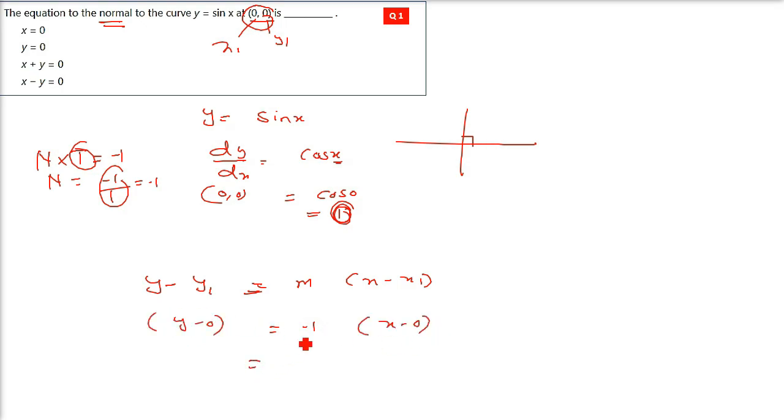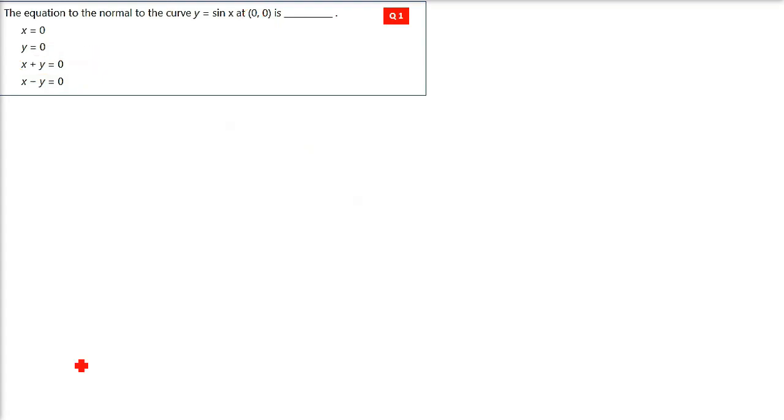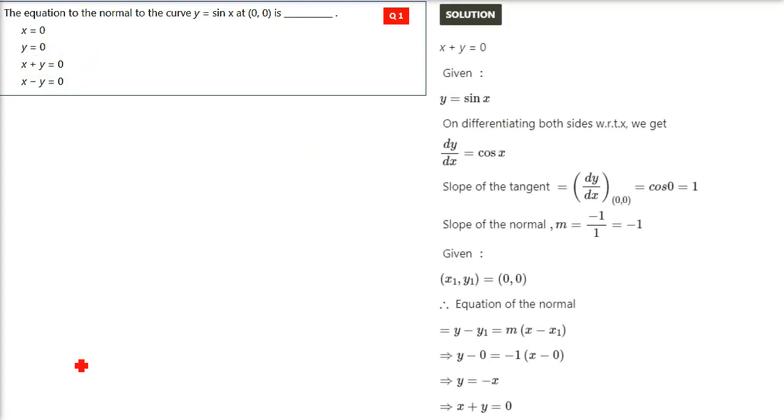So what will be the equation here? y is equal to minus x. So you can call it as x plus y equals 0. Third option is the correct option. Now this is the reference solution that you have to follow.